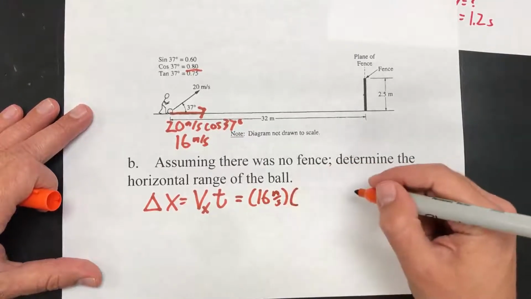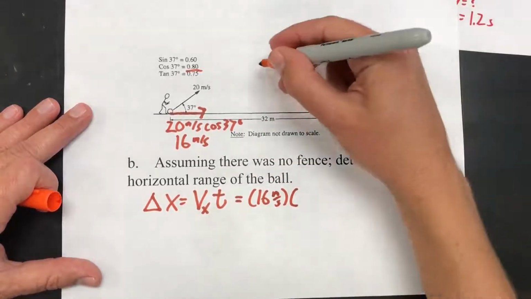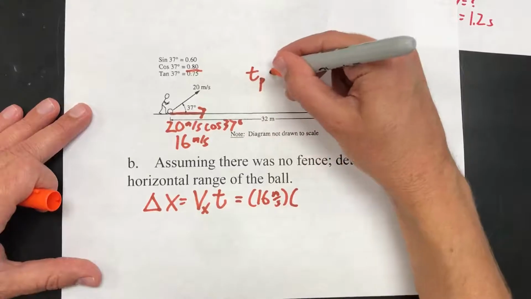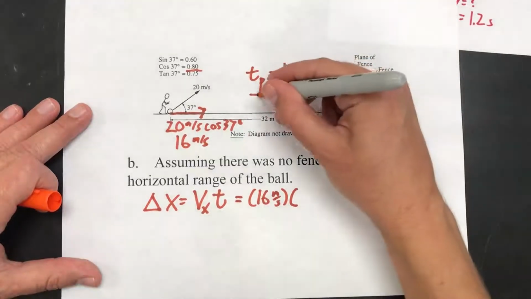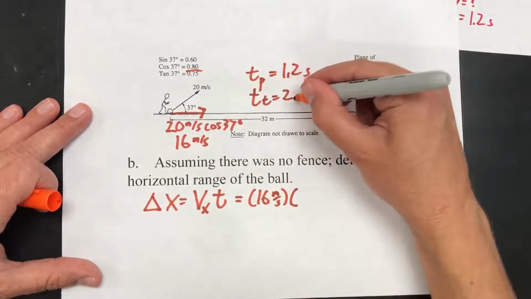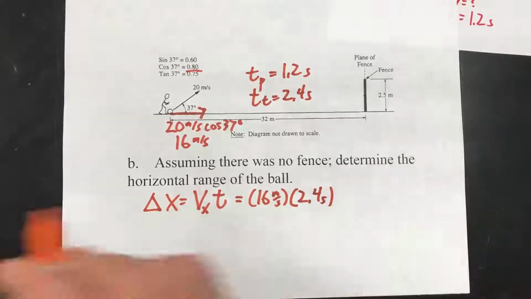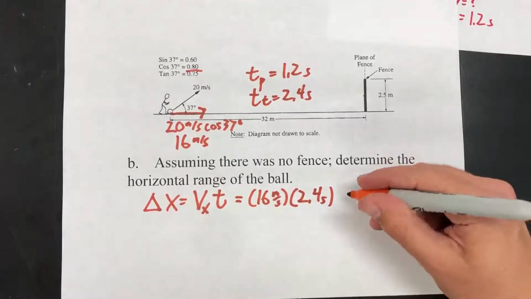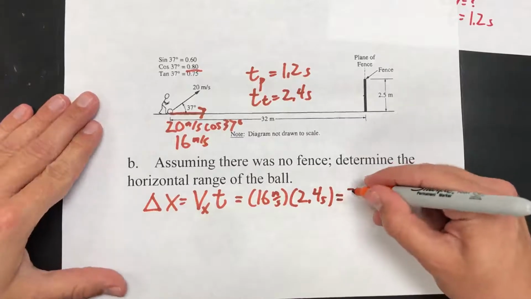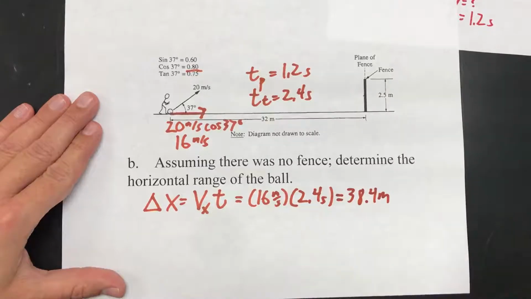And our time is the time to come back down to the ground. We solved on the previous one that the time to the peak was 1.2 seconds. So the total time in the air will be double that, 2.4 seconds. So that is actually the time that we want to plug in here. So when you multiply those two out, you get 38.4 meters to the side.